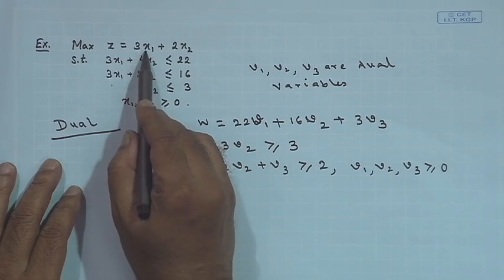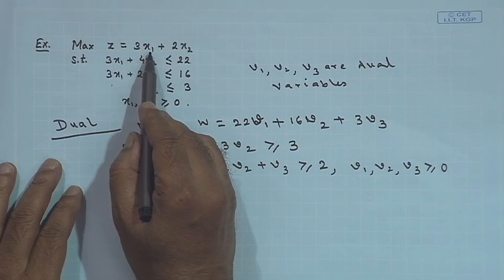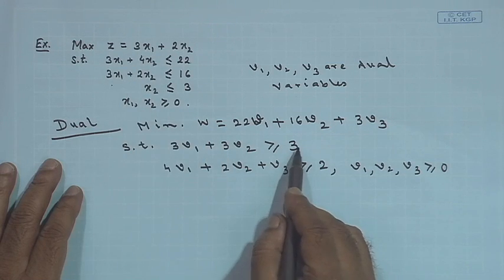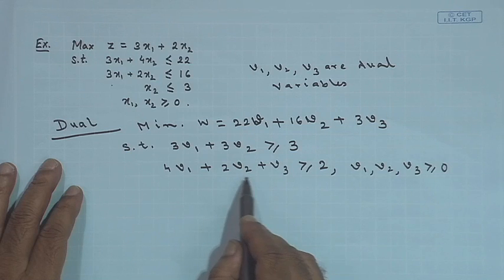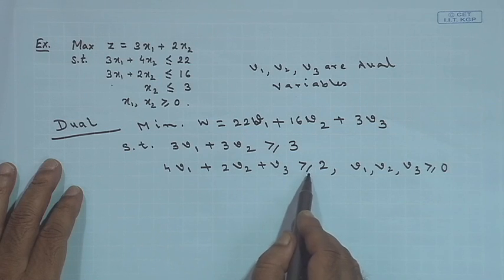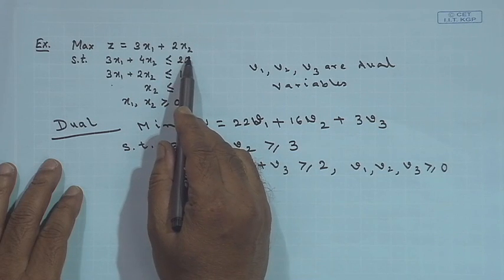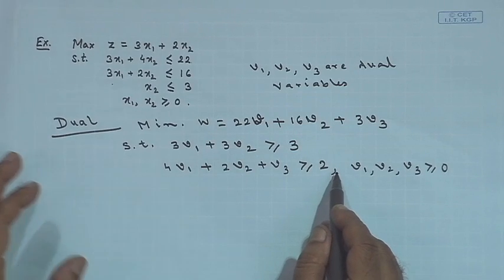This 3 is coming as the coefficient of x1 in the objective function is 3. Similarly, you will take the second column, that is 4 V1 plus 2 V2 plus V3, which is greater than or equal to the coefficient of x2, that is 2 in the objective function.